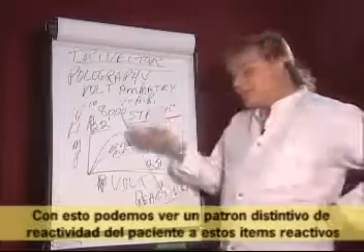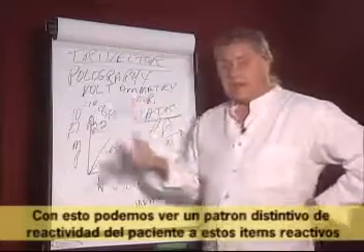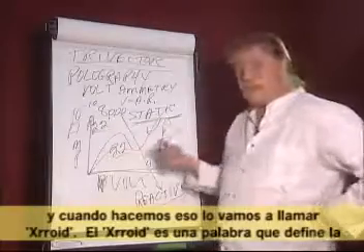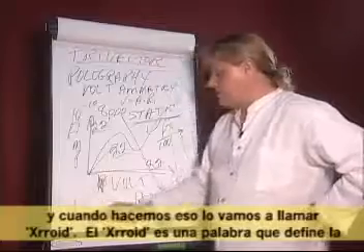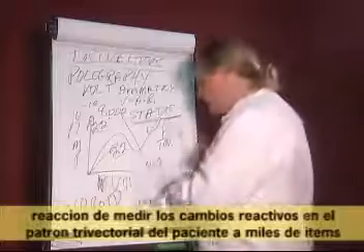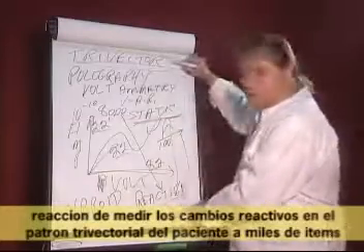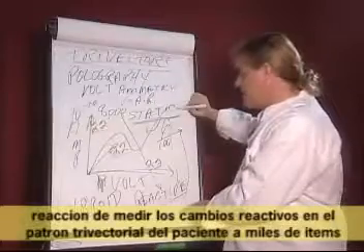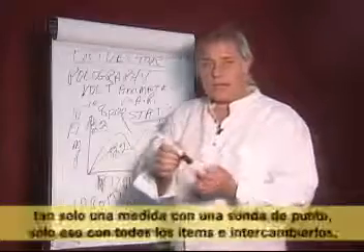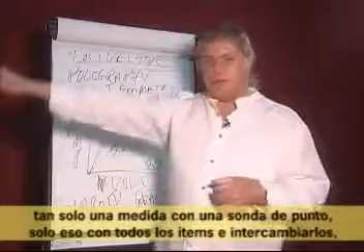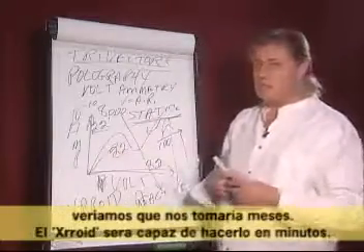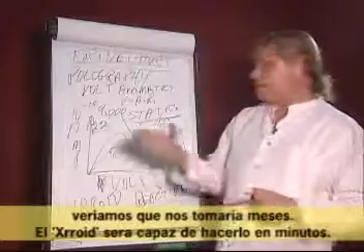With this, we can now start to see a distinct pattern of reactivity of the patient to these reactive items. And when we do that, lo and behold, we're going to call that the XROID. The XROID is a word that defines the reaction of measuring the reactive changes in the patient's trivector energy pattern to thousands of items at biological speeds. If we were to take these 8,000 items and try to do even one measurement with a muscle or with a probe, and do that with all of those and exchange them in, we would see that it would take months. The XROID is going to be able to do it in minutes.